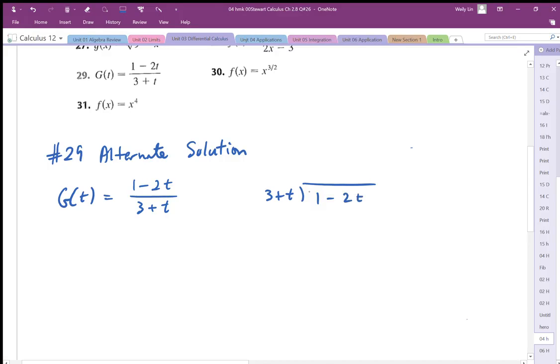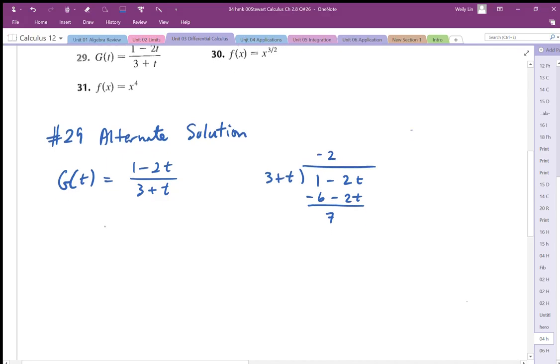The value that's going to multiply t to get the negative 2t is negative 2. So I'm going to end up with negative 6 minus 2t. I subtract those, I get 7. So there's my remainder of 7. So this expression can be rewritten as the quotient plus the remainder over the divisor.